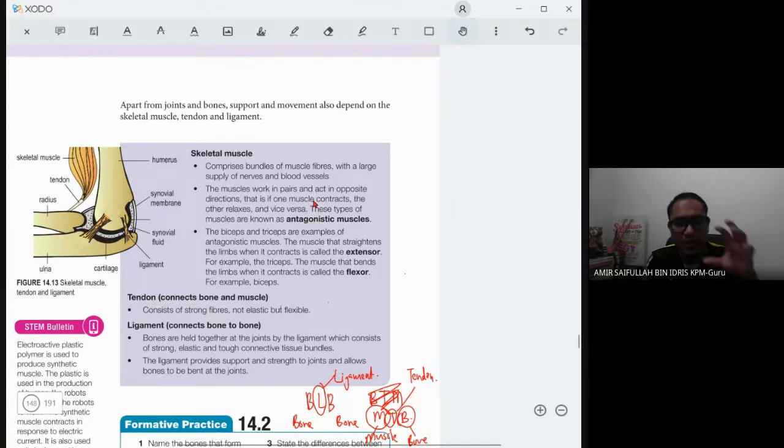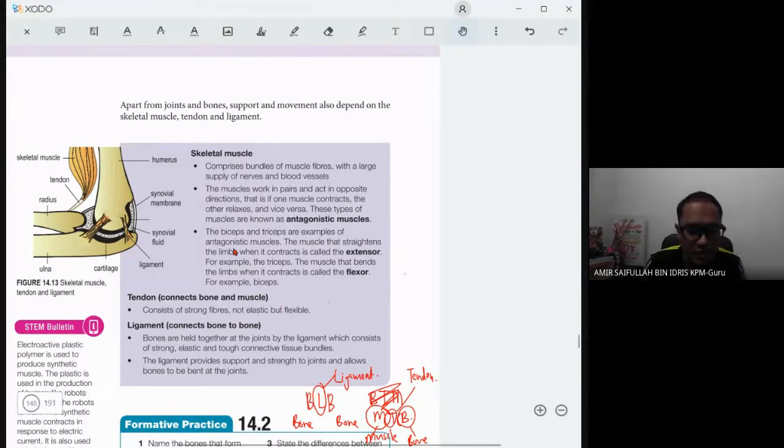So when one muscle contracts, bila satu muscle contract, another muscle will relax. When another muscle relaxes, the other muscle will contract. They work in pair. Satu kalau contract, satu mesti relax. Kalau satu lagi contract, yang tadi punya akan relax. So this type of muscles are known as antagonistic muscles. Antagonistic ni maksudnya dia opposite muscle. One relax, one contract. One contract, one relax. Antagonistically.